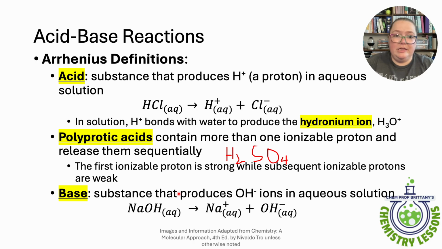The first ionizable proton on a polyprotic acid is strong, and then the subsequent ionizable protons, in this case the second hydrogen, is going to be a weak proton.